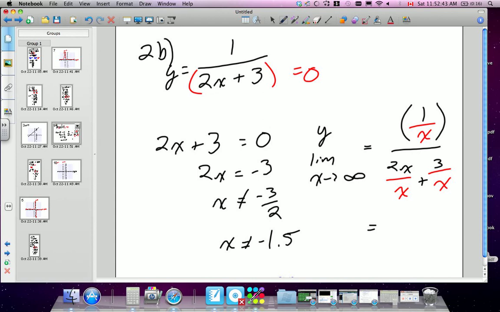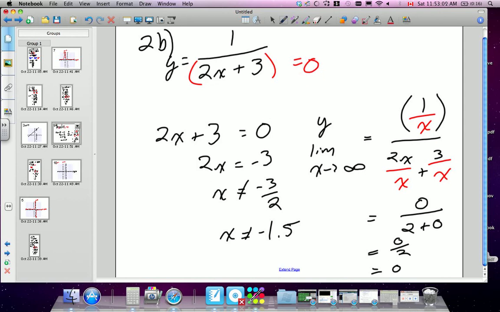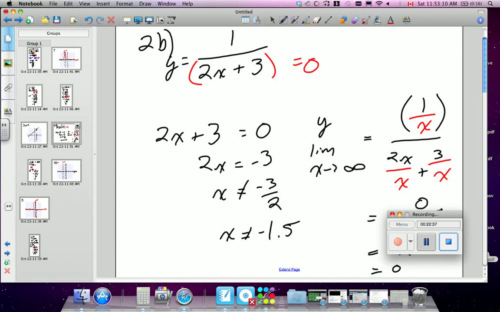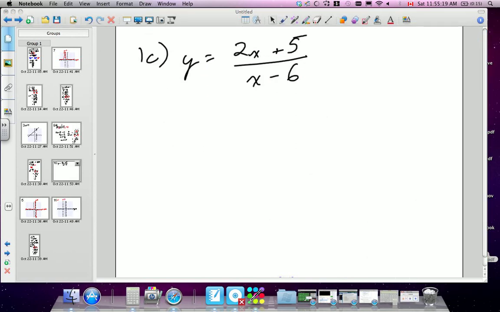We're going to end up with, this term is going to become what? The first term? Yeah, on top. That will be 0. Term on the bottom is going to become what? 2. And the other one? 0. Oh, so 2, that's different, but what happens? It's still 0. Yeah, we still end up at 0. Okay. So, when you're looking to graph that, you have a vertical asymptote at negative 1.5 and a horizontal asymptote at 0.